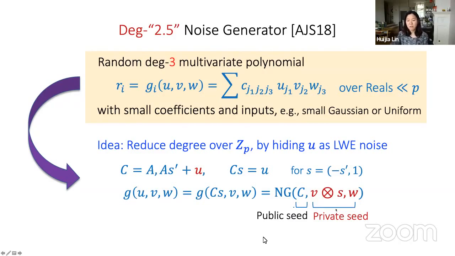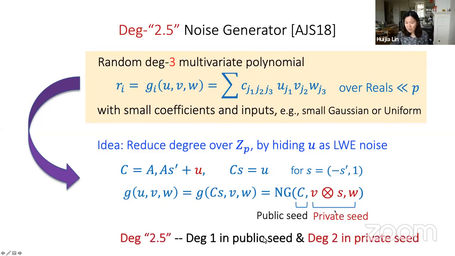Now, if you look at the degree of the noise generator, technically it's still degree 3 over the public seed and the private seed. However, we see that the degree on the private seed now is only 2. And the degree on the public seed is 1. And this is what we mean by degree 2.5. Because ultimately what we care about is the degree on the private part.